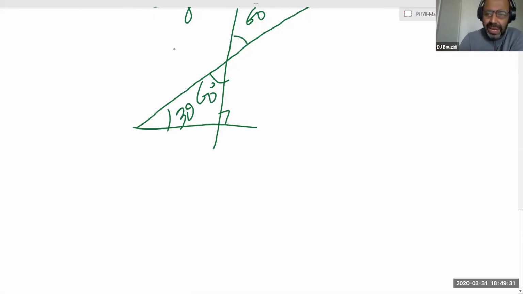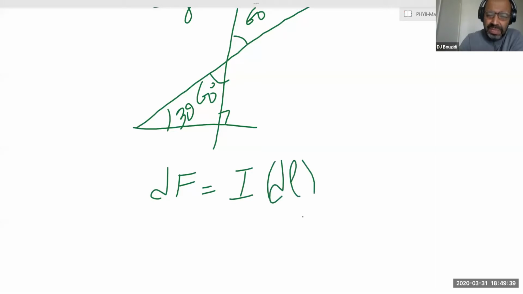So the sine of that angle is going to be sine of 90 degrees. So the force in this case on a single element is going to be I times the length of the element itself, I took it to be dl, times the magnetic field, which is B. So we have that part.